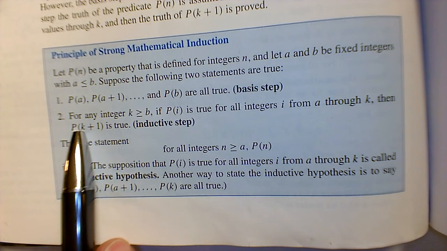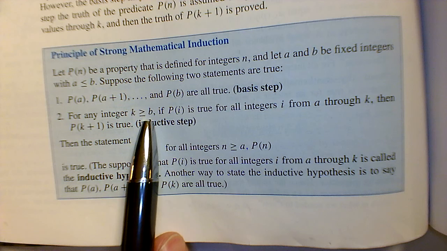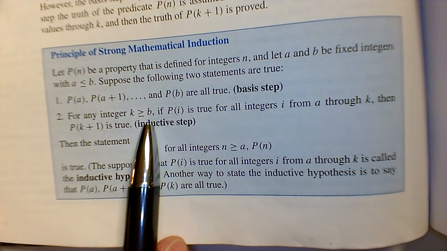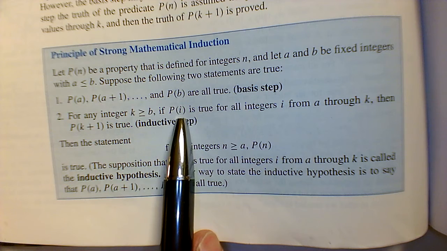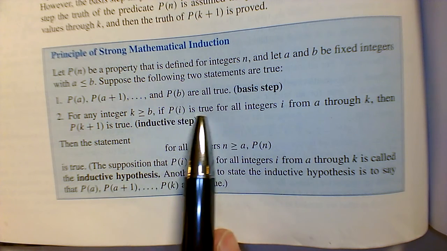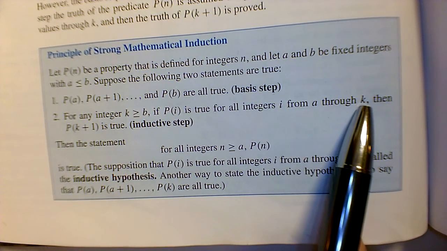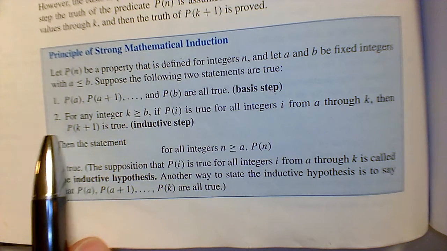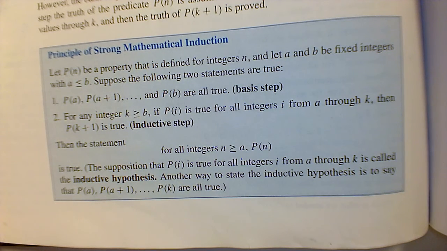We're then going to say if there's an integer k greater than or equal to that second location, if we can say if p of I is true for all of the ones from A through k, then p of k is going to be true. It's a little different flavor of the inductive step.